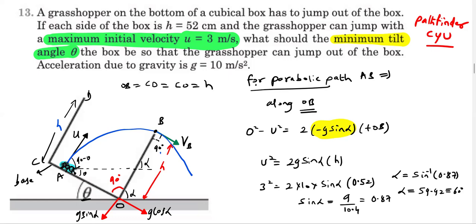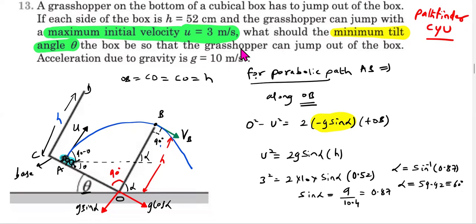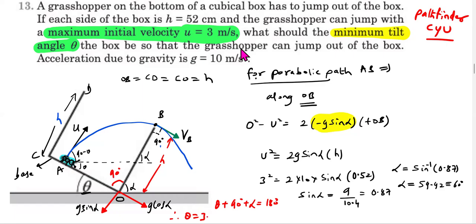Then theta should be how much? So theta plus alpha. Therefore, theta will be 30 degrees. This will be your answer. So our answer will be theta equals 30 degrees.